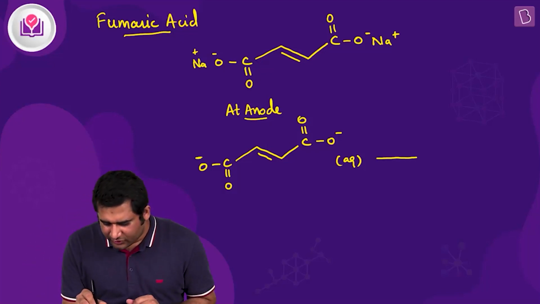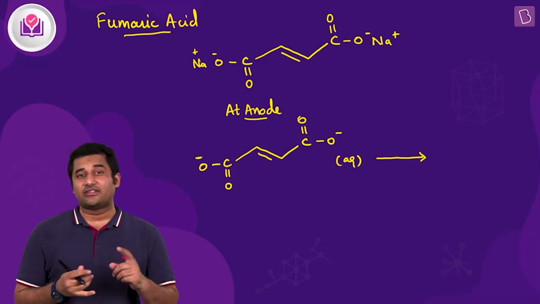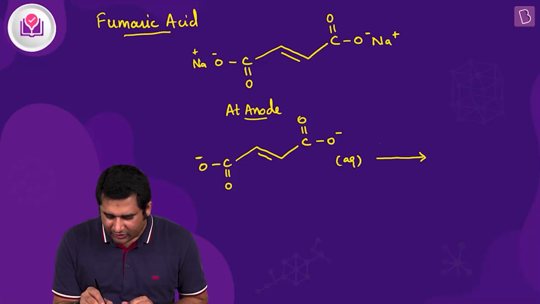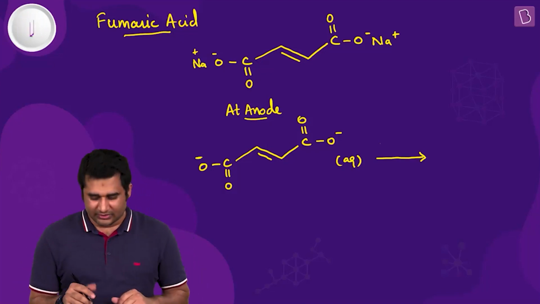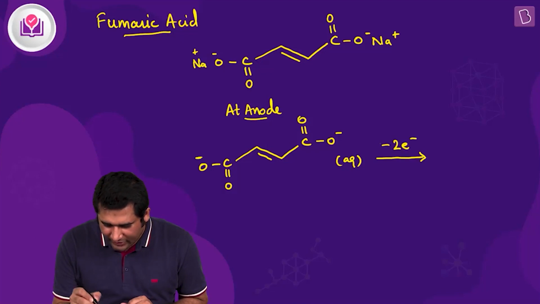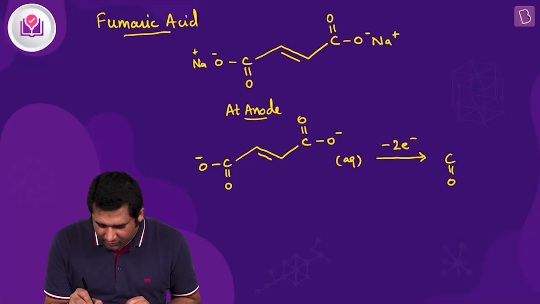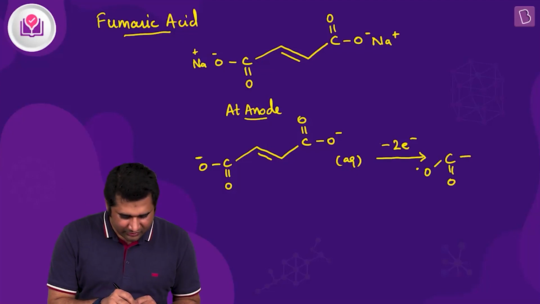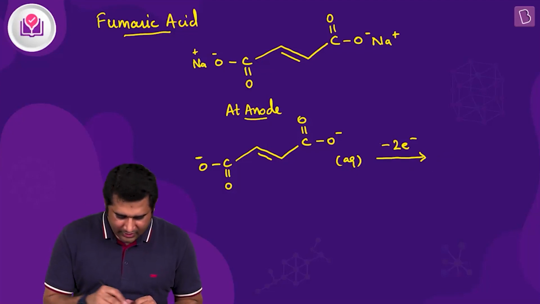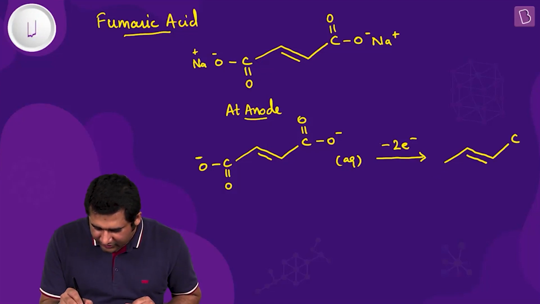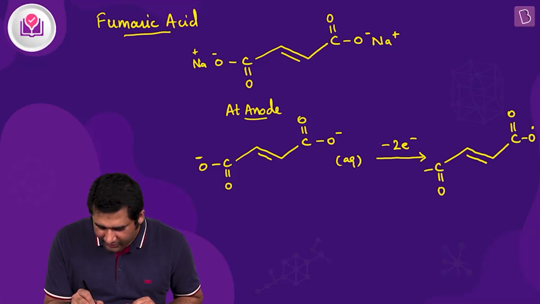We have an aqueous solution of sodium fumarate, wherein the fumarate ion will go to the anode, and we know that at the anode oxidation takes place, and oxidation is loss of electrons. When the fumarate ion loses electrons, it will lose them from both of the oxygens, so it will be loss of 2 electrons, 1 from each oxygen. Let me represent it properly. What we will get is this molecule: C double bond O with O radical, and C double bond O with O radical.